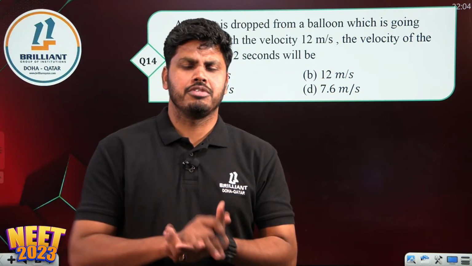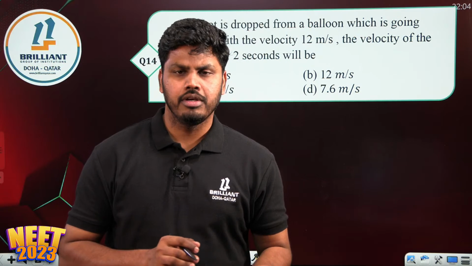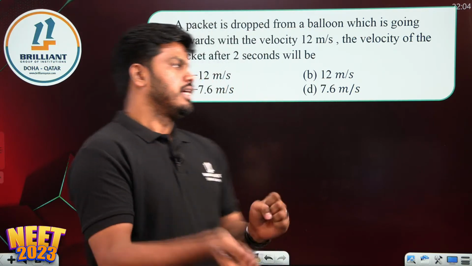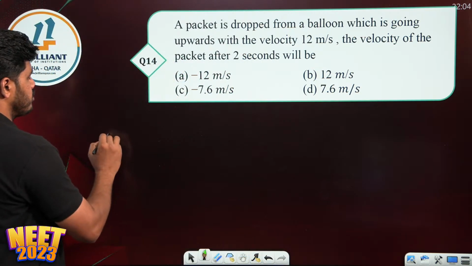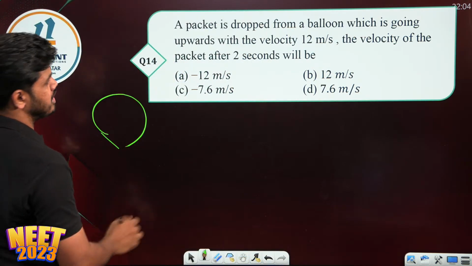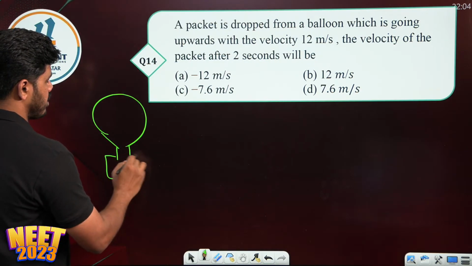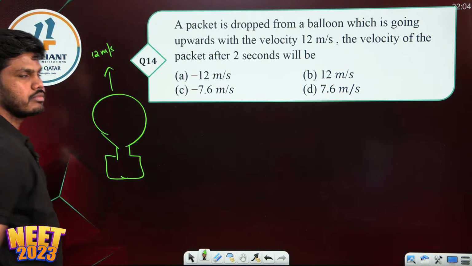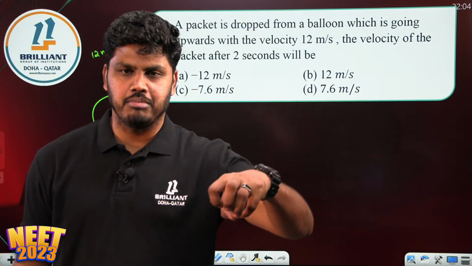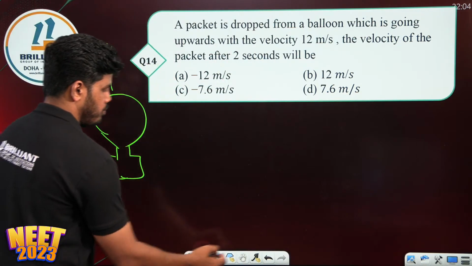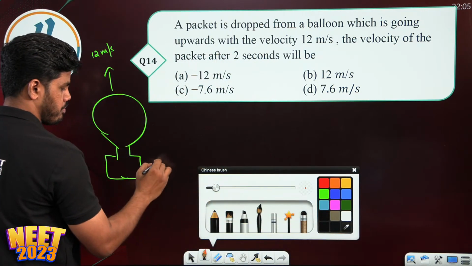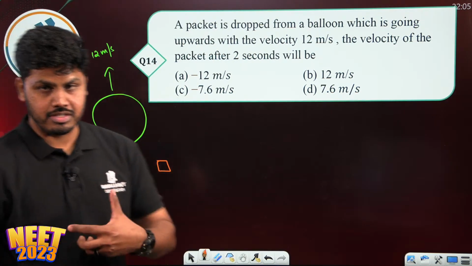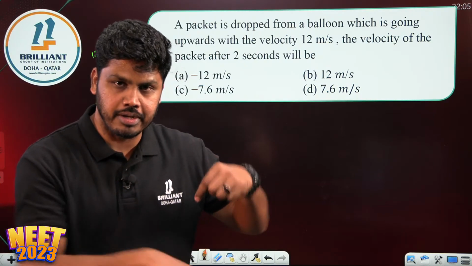Usually we get confused with these kinds of questions, right? A body is going upwards and we are going to drop something from it. See, the balloon is going upwards with a velocity of 12 meters per second. We drop something from this balloon. If you drop something from that balloon, what happens to the body? Let me drop a packet here. Will the packet go down instantly? For us, we see the packet going downwards, right?